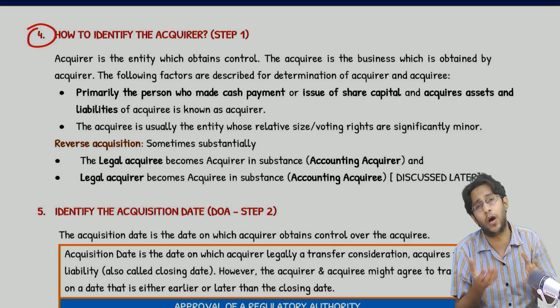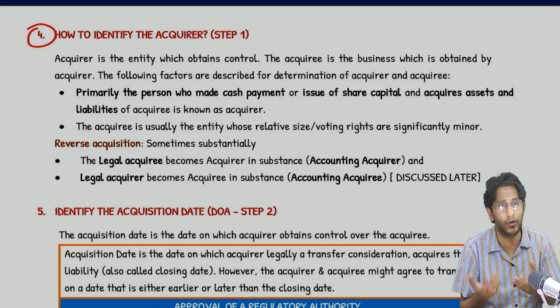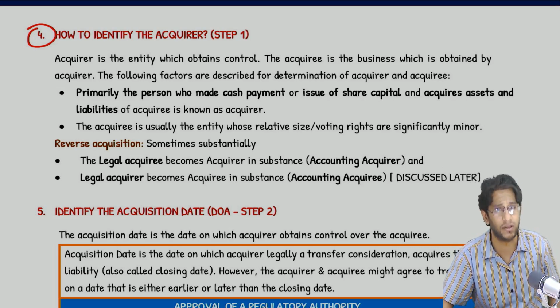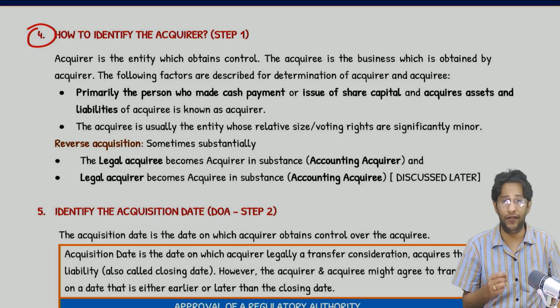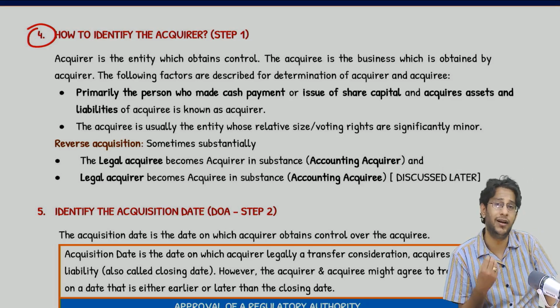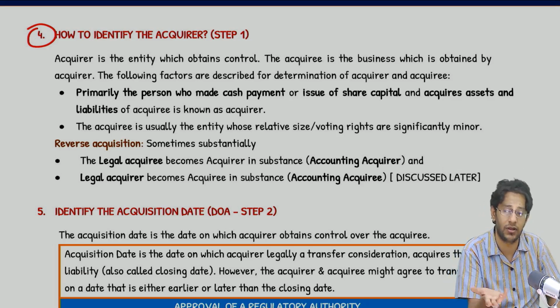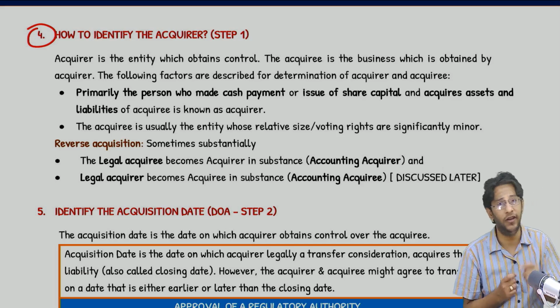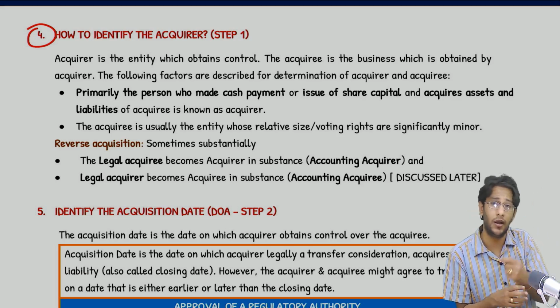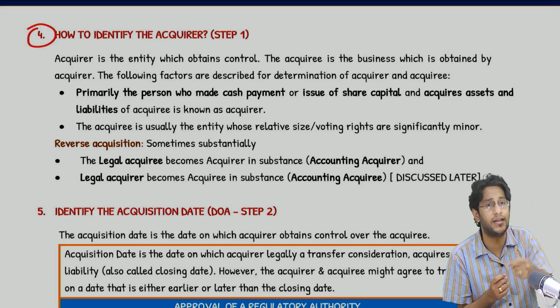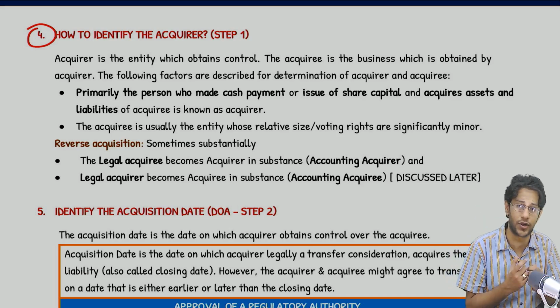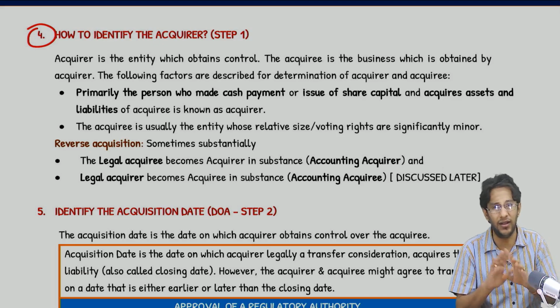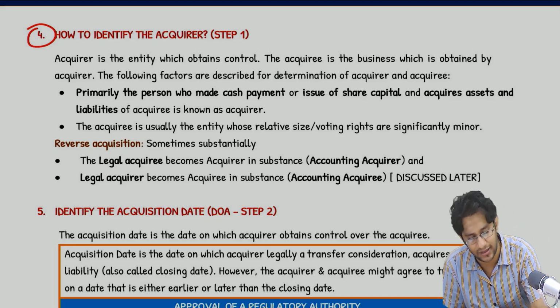Now, in a given question, how will I identify who is the acquirer and who is the acquiree? In most cases, it is pretty straightforward. If PC is paid in the form of cash, the entity paying the cash is the acquirer. The entity receiving PC is the acquiree. If PC is paid in the form of shares, the entity issuing shares is the acquirer. The entity receiving the shares is the acquiree. Generally, this is how it works, unless it is a reverse acquisition.